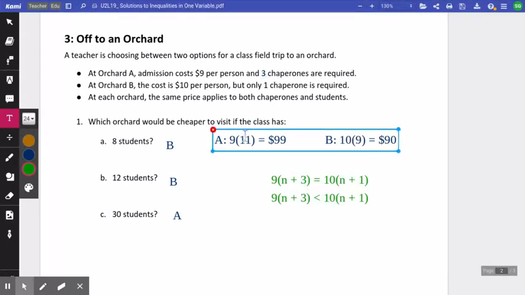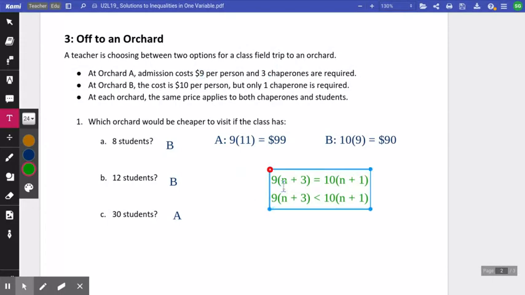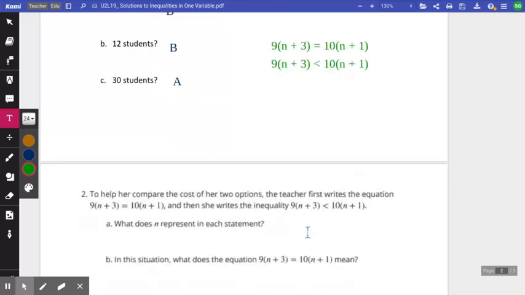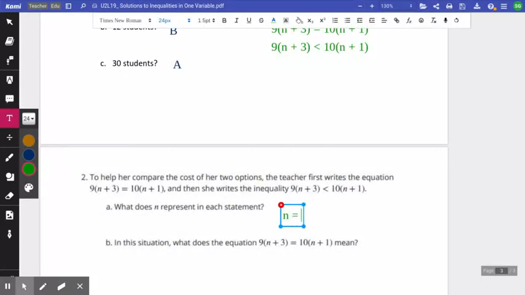Remember what math we had to do earlier to get that 11? We had to add the 8 students to the 3 chaperones to find how many total people were going before we multiplied the cost per person. That n there represents the number of students going. We're saying it's $9 for each of those students and $9 for the 3 chaperones. Similar over here for Orchard B, it's $10 for each of those students and $10 for that 1 chaperone. So n we get represents the number of students going.